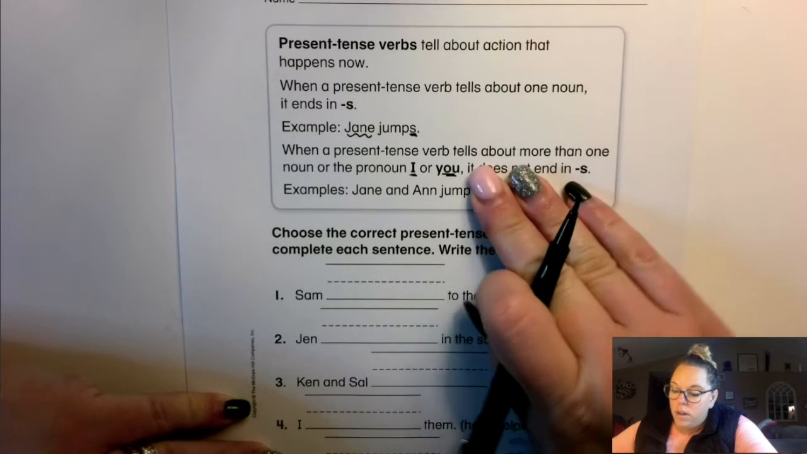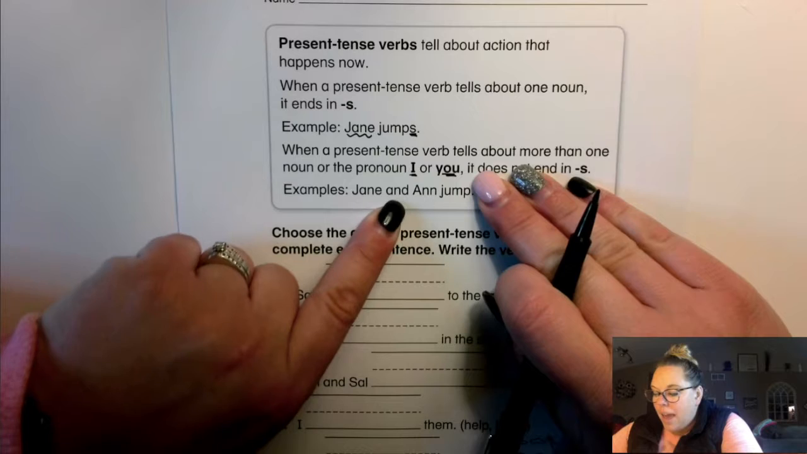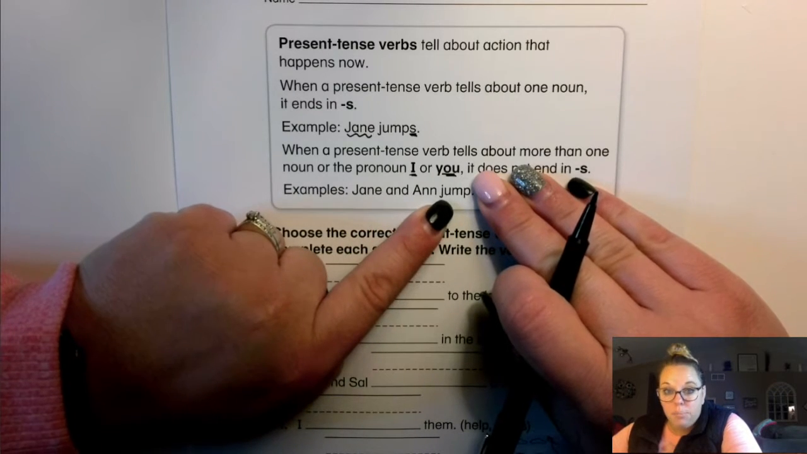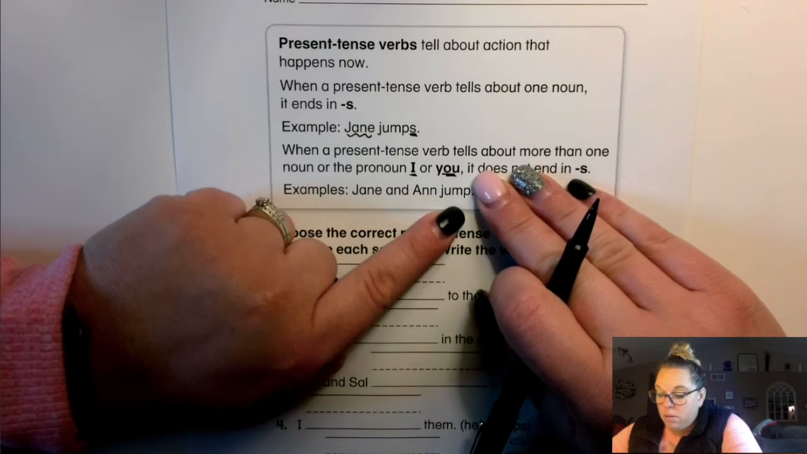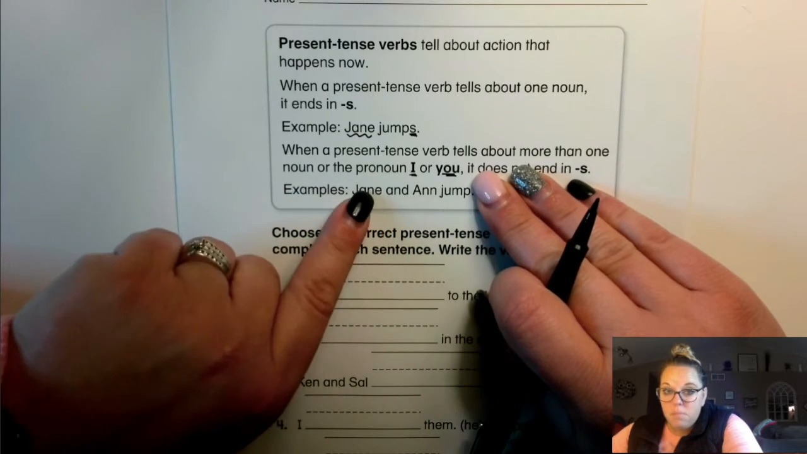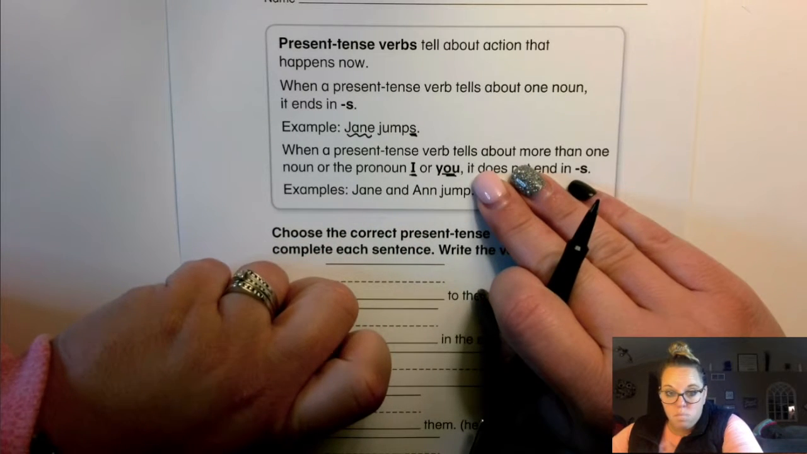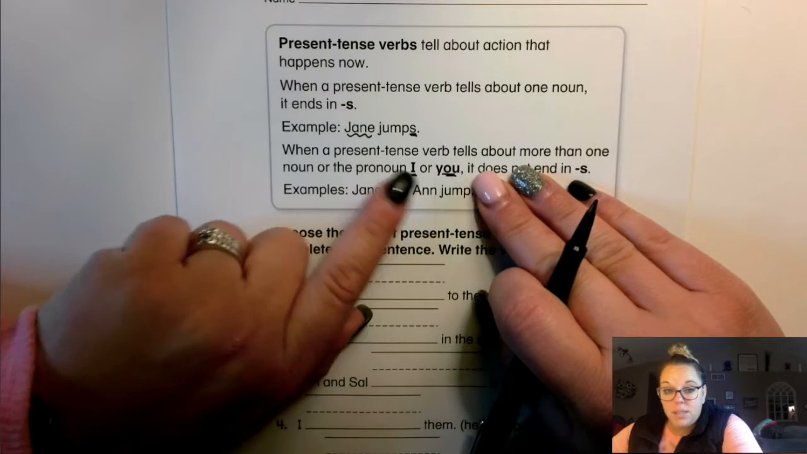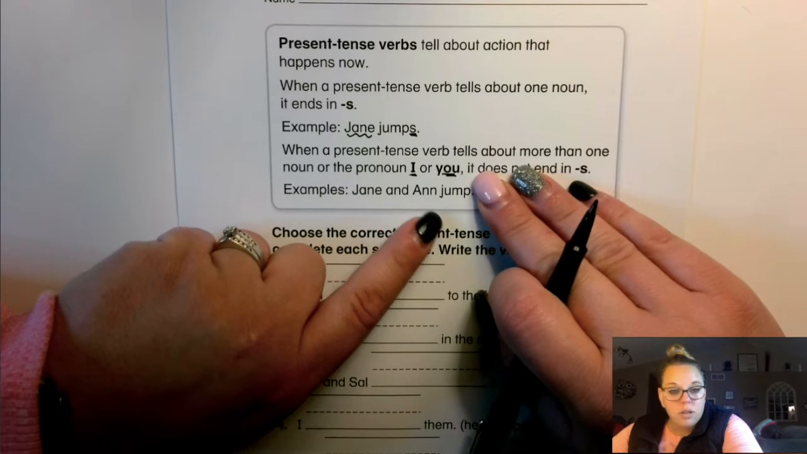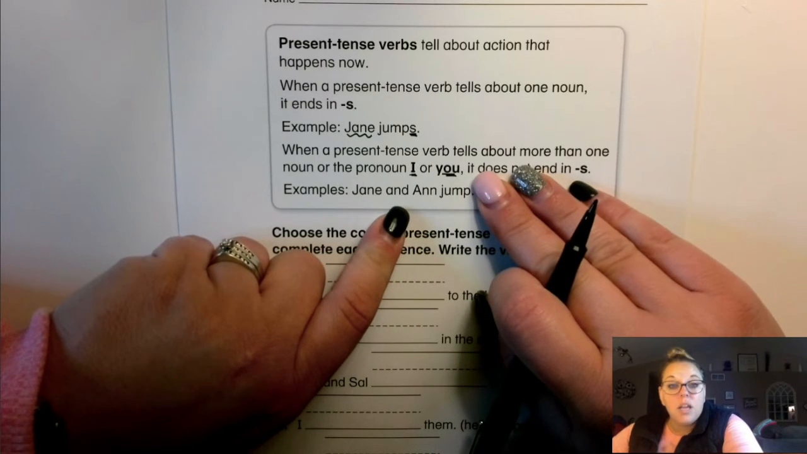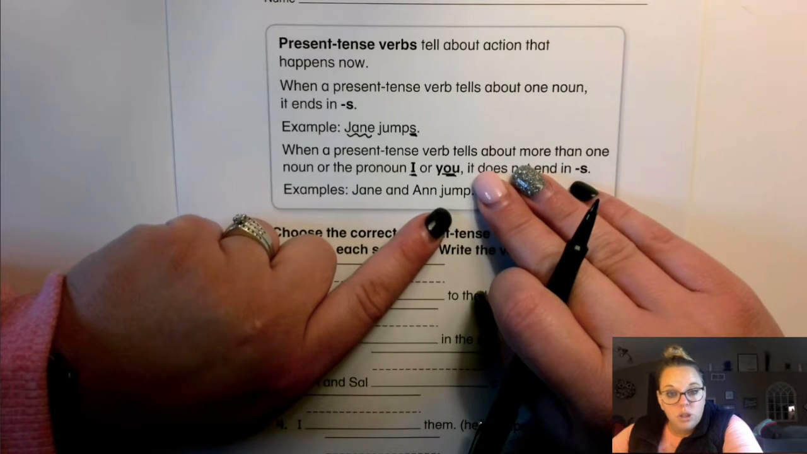So if you look at this first sentence, Jane and Anne jump. Now, it's present tense, jump, and it stays as jump because there's two people there. The subject, the noun that it's talking about, is more than one. I wouldn't say Jane and Anne jumps. No, Jane and Anne jump.